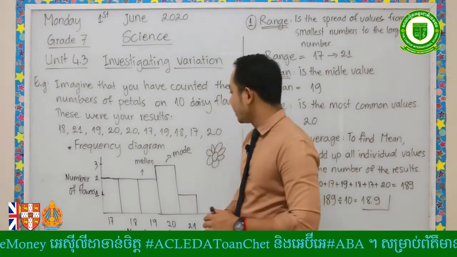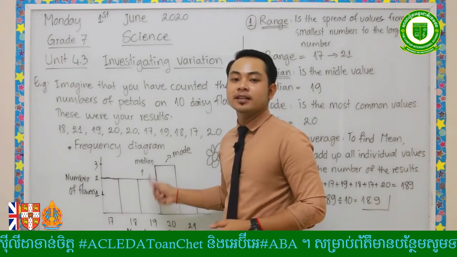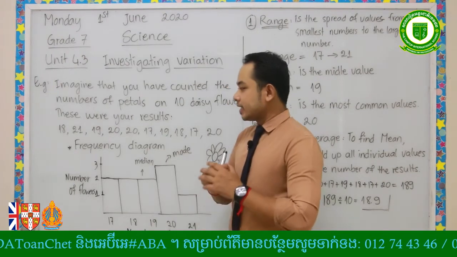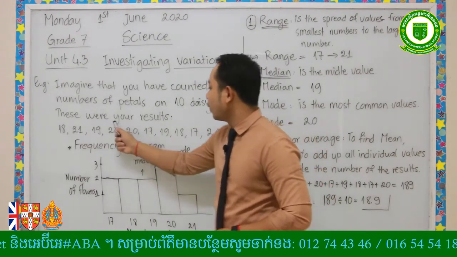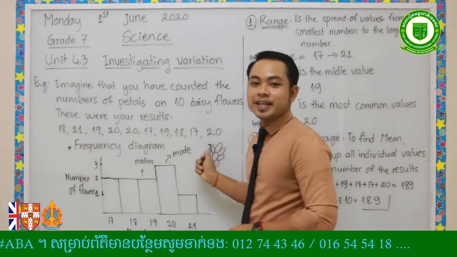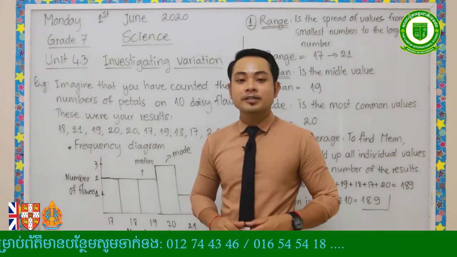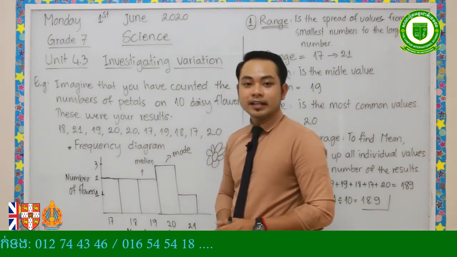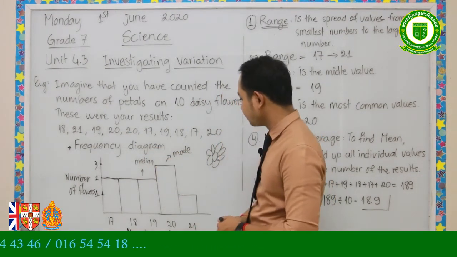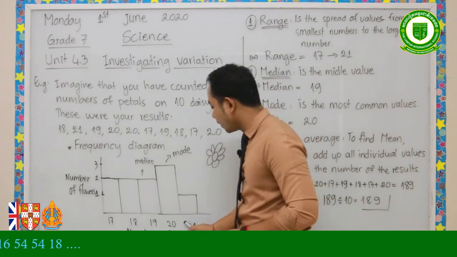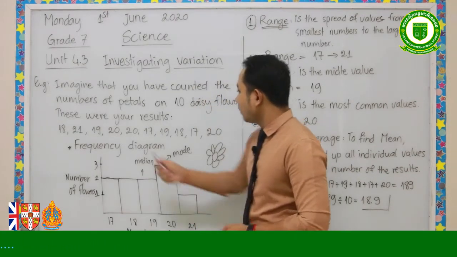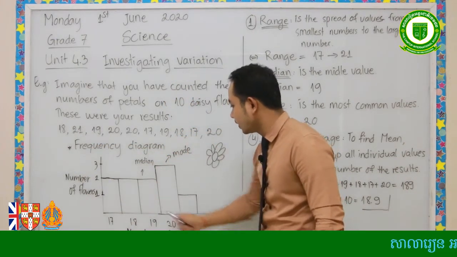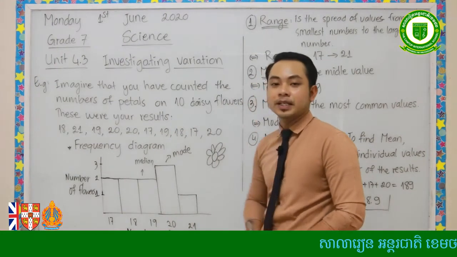But take a look at number 20. It seems like it is the tallest pillar in this frequency diagram because there are 3 flowers, 1, 2, 3, that have 20 petals. And the last one is 21. We have only 1 flower that has 21 petals. That is the lowest pillar.